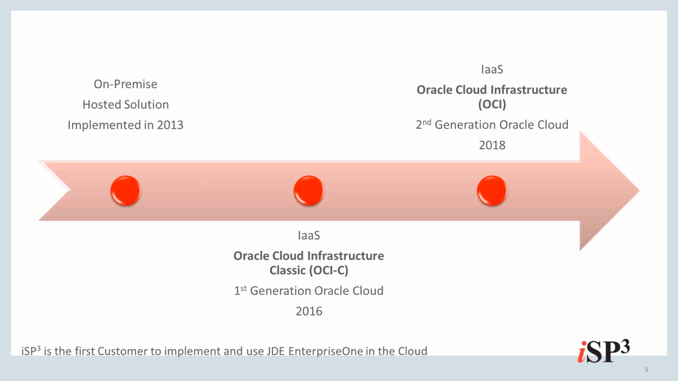And in 2018, we decided to take our instance from OCIC and move on to OCI, which is the second generation cloud. We have been live in OCI, the second generation cloud, for about a month now. We successfully moved everything over from OCIC to OCI. So we are live in OCI.